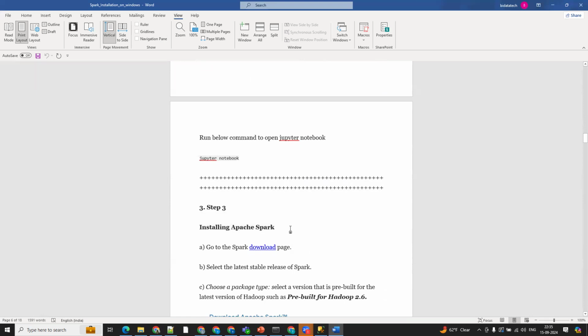There is no installation of Apache Spark software, guys. This is just a configuration. That's it. You need to install only Java and Anaconda. Only these two softwares you have to install. Remaining everything is a configuration. That's it. What you need to do is you need to configure.